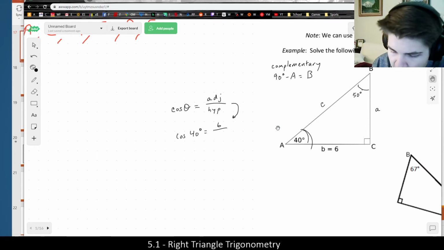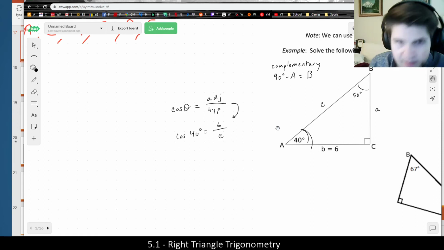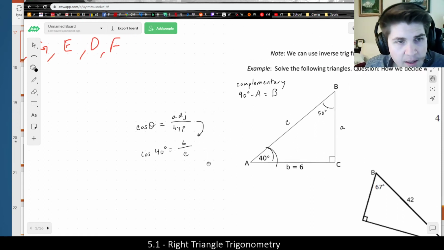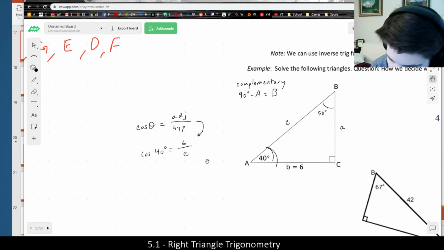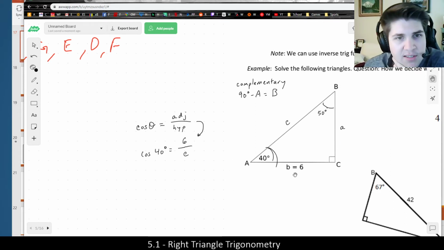But basically, I plug in what I know, which is that theta is 40. That looks kind of like a b, doesn't it? I'll try to make that look a little 6-ier. But basically, I know the adjacent side is 6. I know theta. And the only unknown I have in this equation is c. And from here, I just want to solve the equation for c.